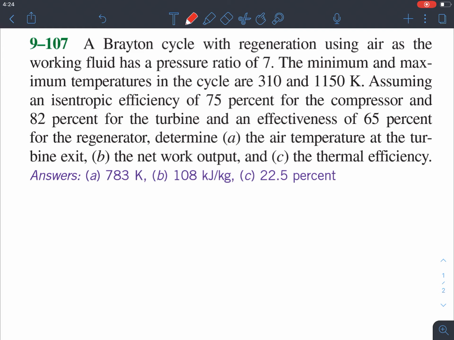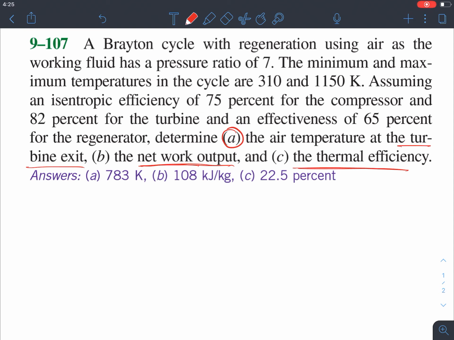All right. Now we are going to solve a problem based on the regeneration of a Brayton cycle, right? So this problem is based on the regeneration unit on a Brayton cycle, and it's asking us to determine the air temperature of the turbine exit, right? Turbine exit temperature, and then it is also asking us what is the net work output of this cycle, and then the thermal efficiency of this cycle, right?